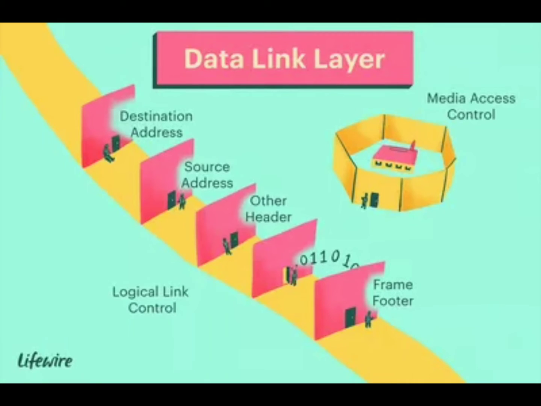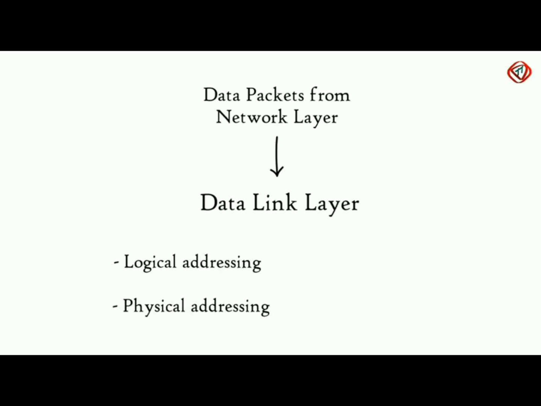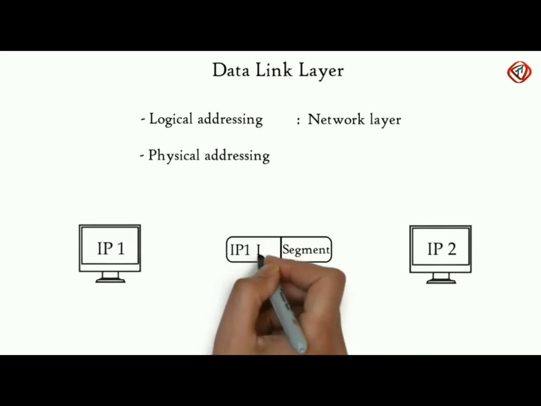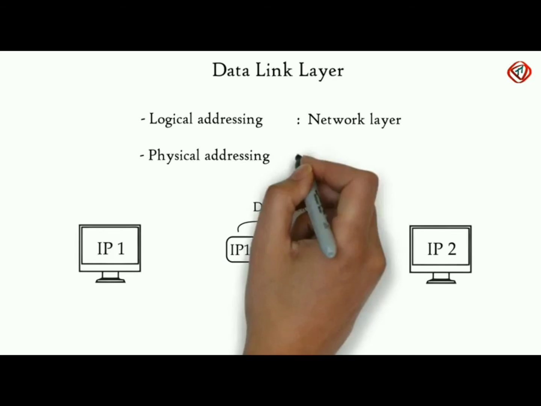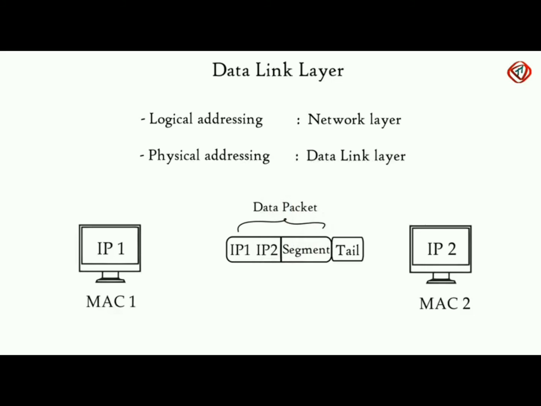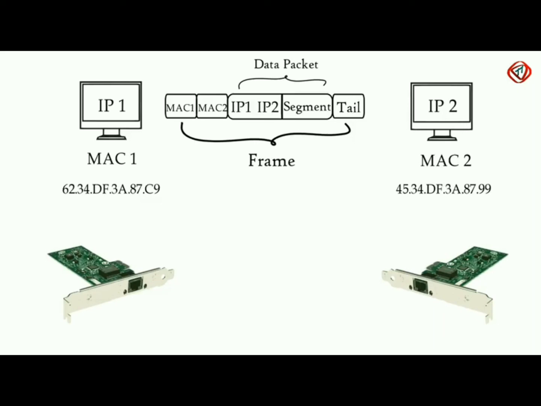Data link layer. The data link layer receives the data from the network layer. There are two types of addressing done as packets transfer from one computer to another. Logical addressing. Logical addressing is assigning sender and receiver IP addresses to data packets. This is done at the network layer. Physical addressing. Physical addressing is done at the data link layer, where MAC addresses of sender and receiver are assigned to each data packet. The data unit in the data link layer is called a frame.